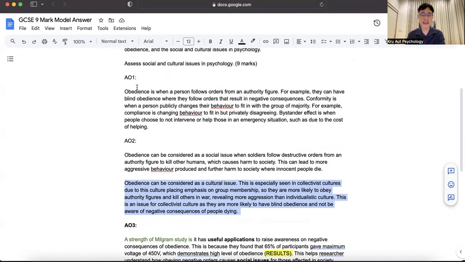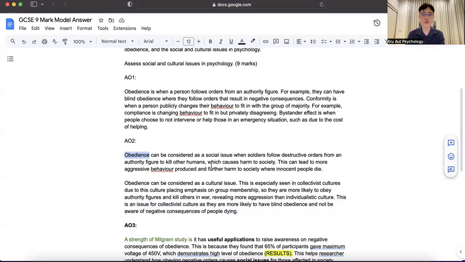Okay, and then we do this with conformity and bystander effect to address the 3 topics we mentioned in AO1. But let me be clear. So we had both social issue and cultural issue, right? For each of these 3 topics that we had in AO1, obedience, conformity, and bystander effect, do we need 2 paragraphs on it to talk about social issue in one and cultural issue in the other, like the model answer I had here? No, we only need to pick one. So as in, we write about obedience, we need to pick whether we're going to consider that to be a social issue or a cultural issue, and then we do the same for conformity and bystander effect.